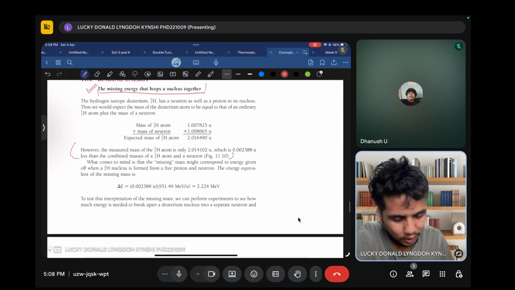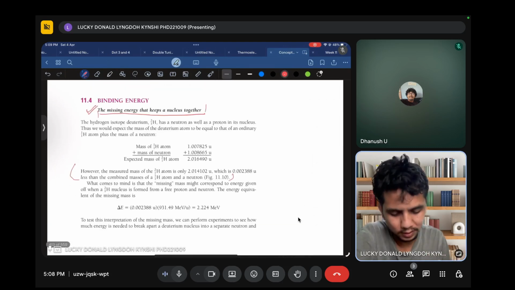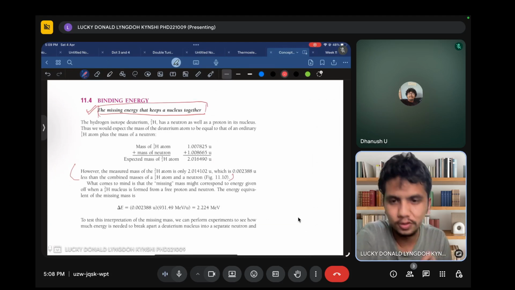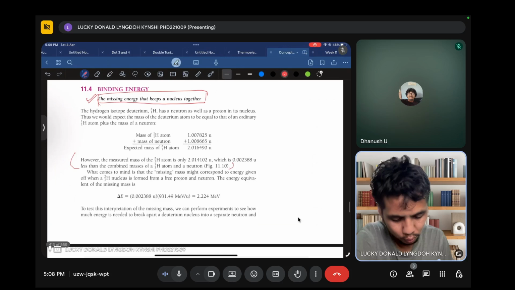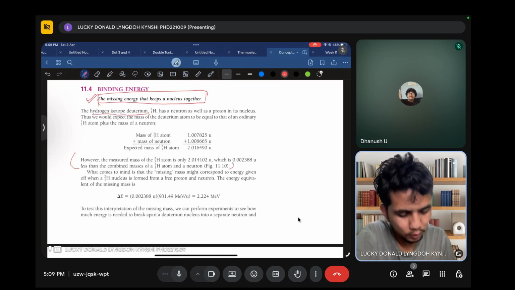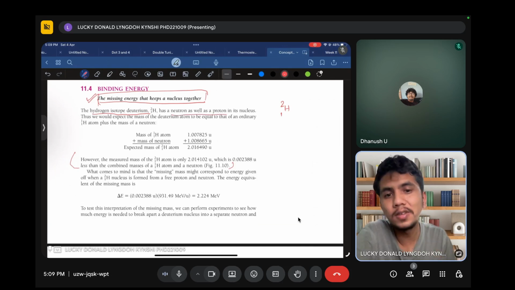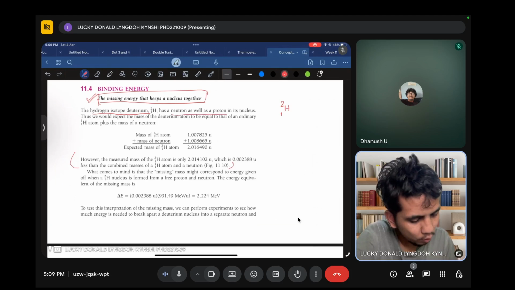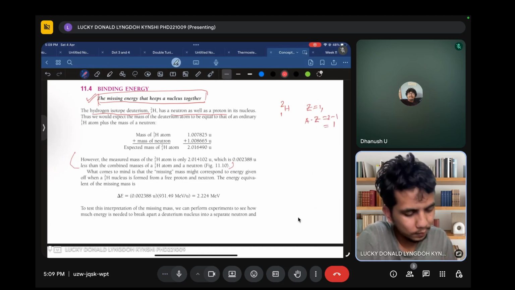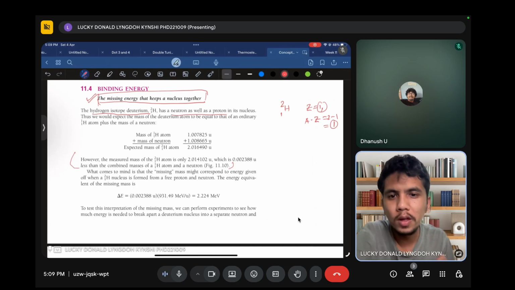When I say binding energy, how do we calculate it? This is very, very important. An example is given here: the hydrogen isotope deuterium, which is 2H1, has a neutron as well as a proton. Why am I saying that? Because here Z is equal to 1, so the number of protons is 1, whereas A minus Z, the number of neutrons, is 2 minus 1, which is also 1. So this is the number of protons and this is the number of neutrons.